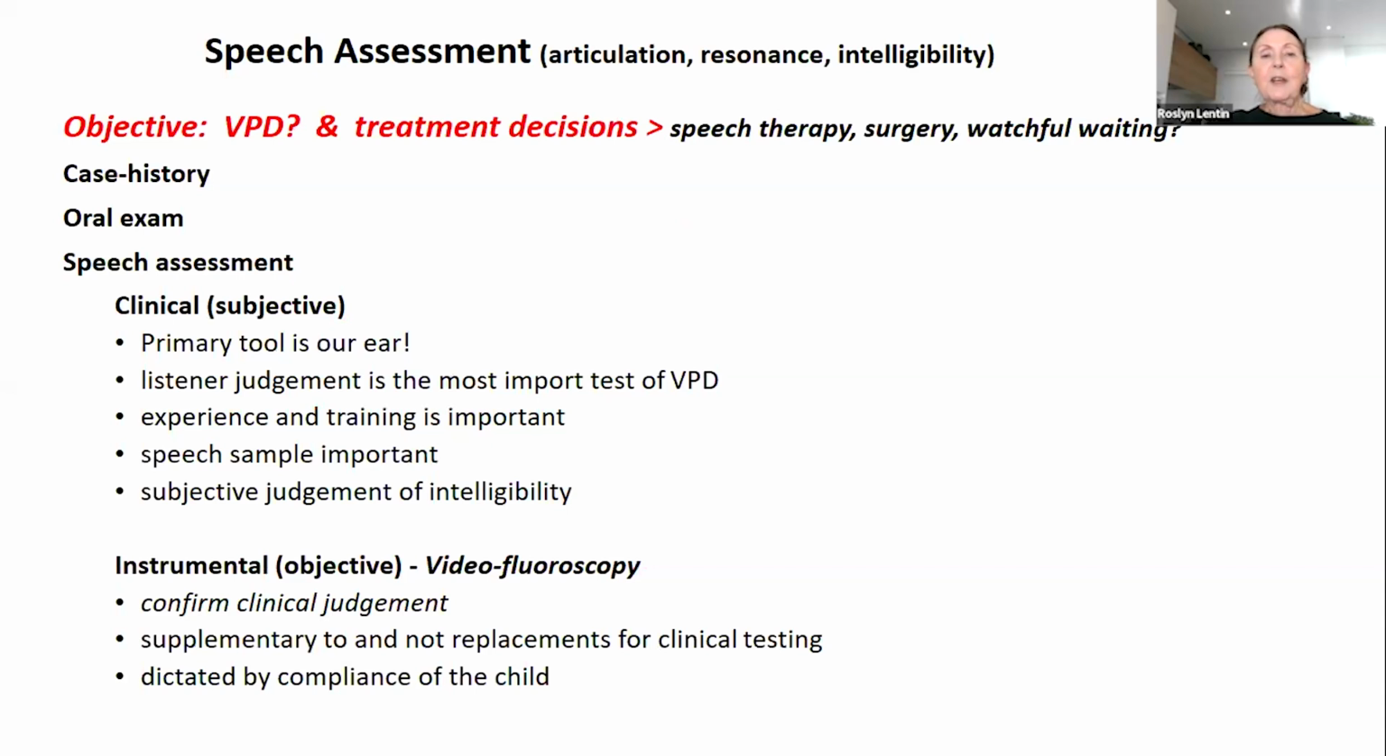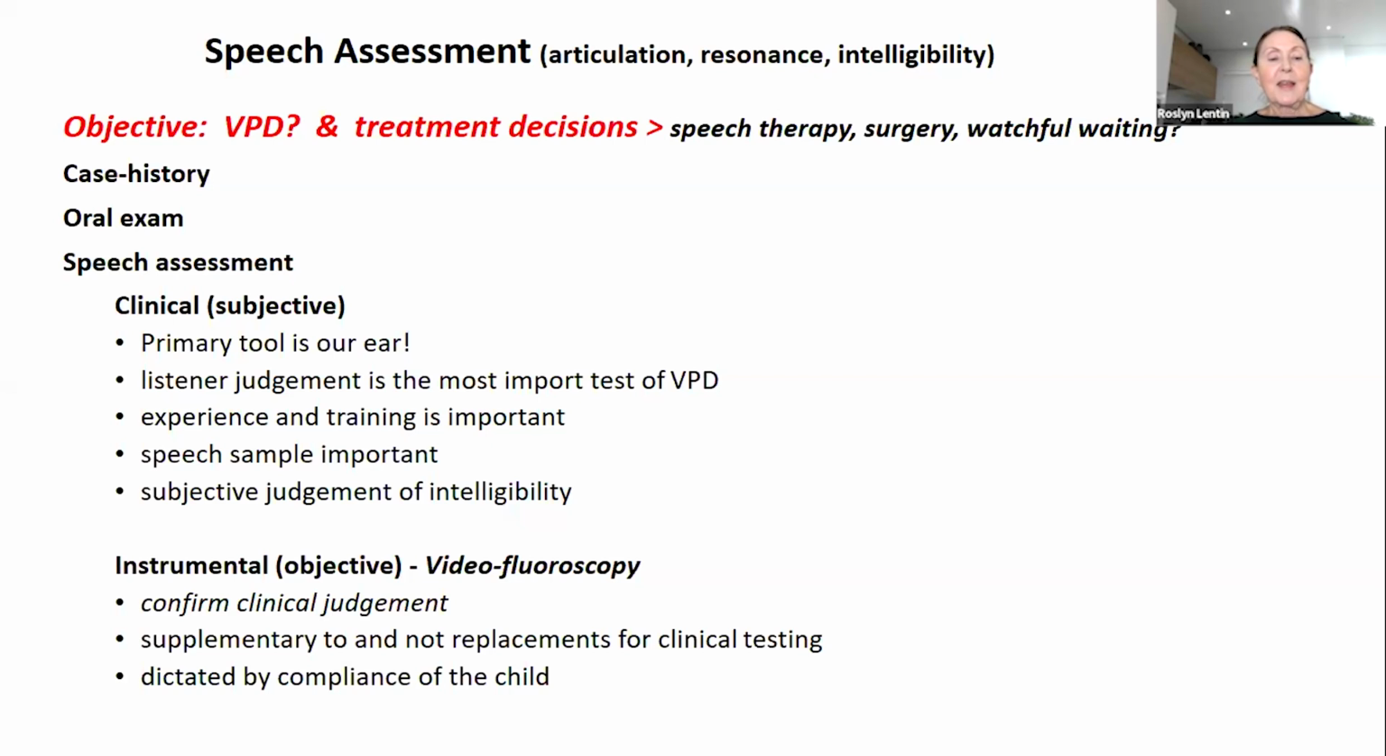So in closing, what do we do later on to assess the speech? We have to know if there's velopharyngeal dysfunction and what to do about it. Of course, we do a case history and an oral exam, but the speech assessment is a clinical subjective assessment where we really listen to abnormalities, and the primary tool is our ear. That is, in fact, the gold standard, listener judgment. Of course, you have to be experienced. You have to know what kind of sample to use to elicit what you're looking for, the resonance and articulation disturbances.